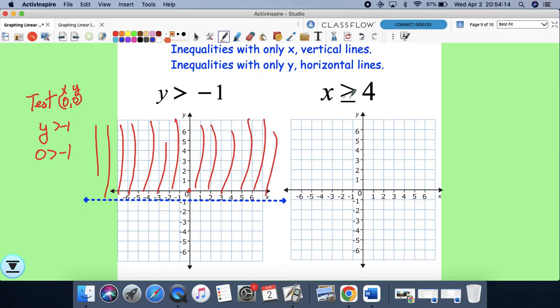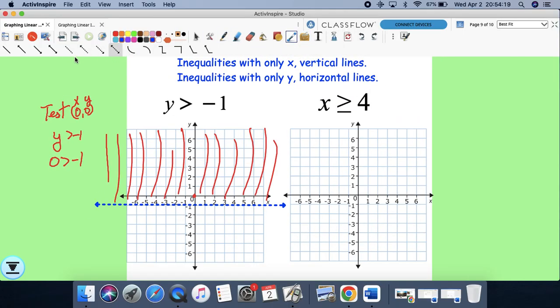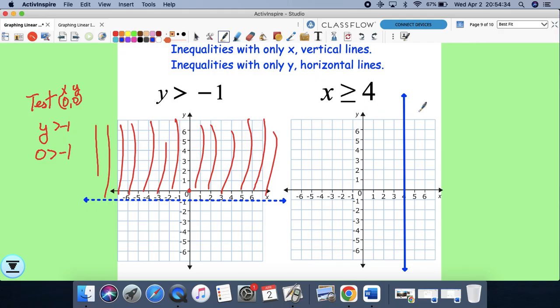The next one, x is greater or equal to 4. So that means that we're going to use a solid line first of all. So if you only see an inequality with x, we're going to use a vertical line. So let's look for 4 right here. We're going to use a solid line. So points on that line satisfy the inequality. And we want to shade the region that also has x values that are greater or equal to 4. So either they're going to be points that are on the right side or the left side of our line.